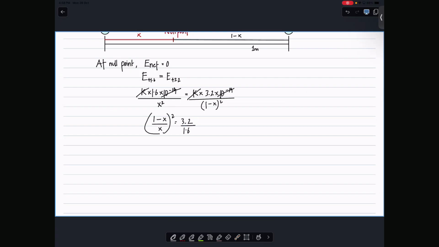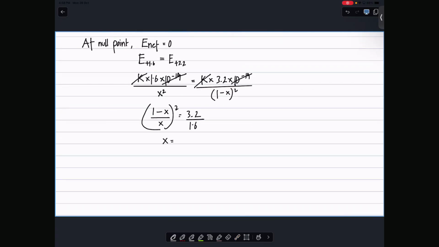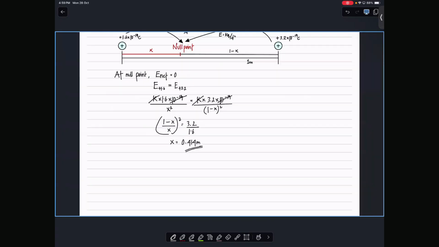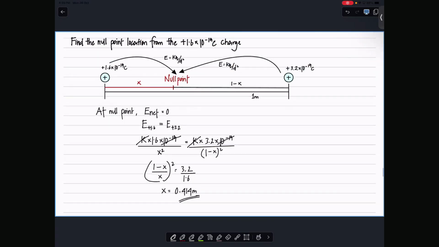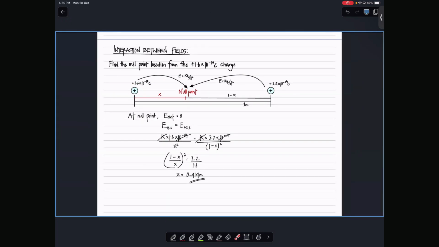Anyways, if we solve this, what does x come to? 0.414 meters. So is it at the center or is it slightly skewed towards the positive charge here? It's towards that, so it's a little off center. Clear? Okay, so that's the first one.